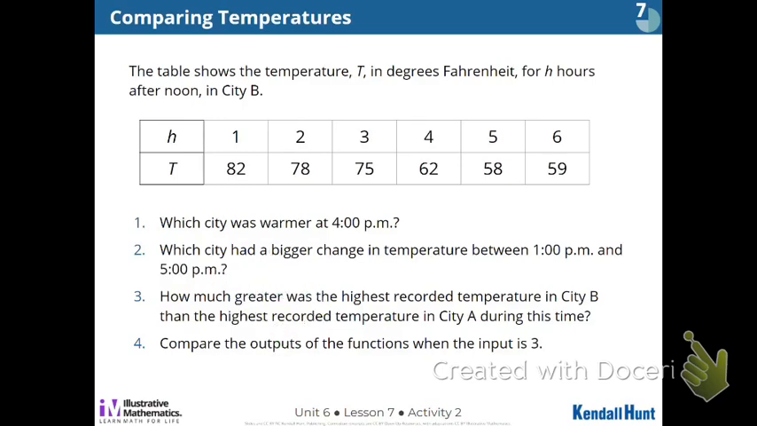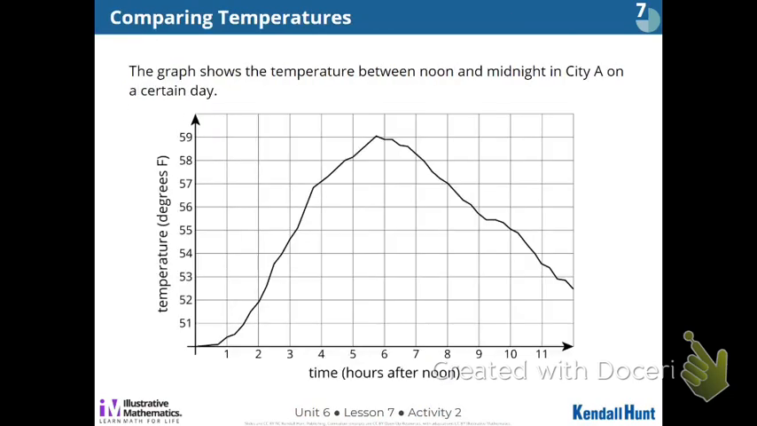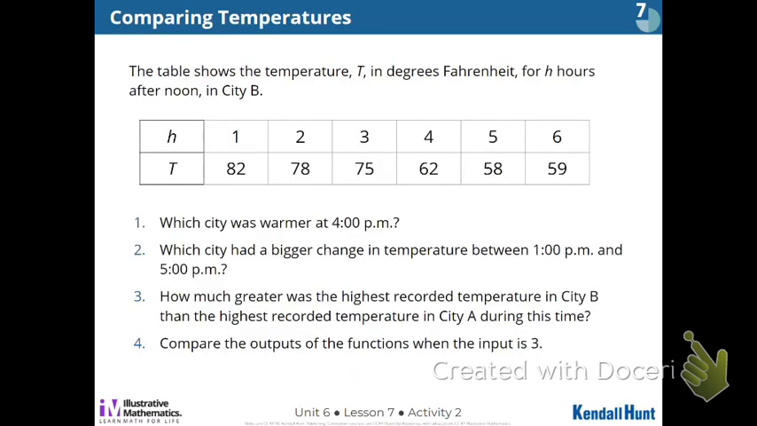Oh. And then let's check out input 3. 75 minus... Input 3 on this one, 54 and a half. Input 3 on this one, 75.